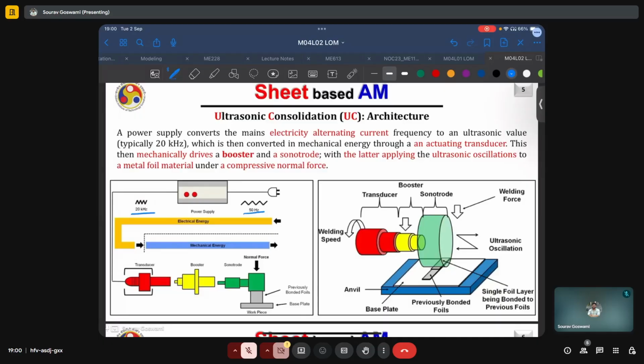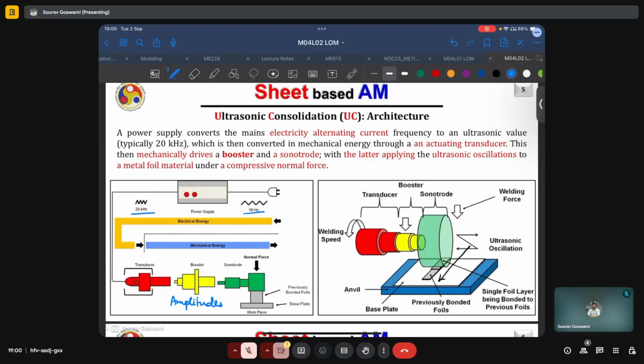A booster is attached sequentially to boost the amplitudes of this transducer, and finally they are transmitted to the sonotrode, which passes on these ultrasonic vibrations to the welding piece under a compressive normal force. On the right we also see a three-dimensional view of the same, where we have the welding speed, which is the speed with which the roller is moving along this direction.